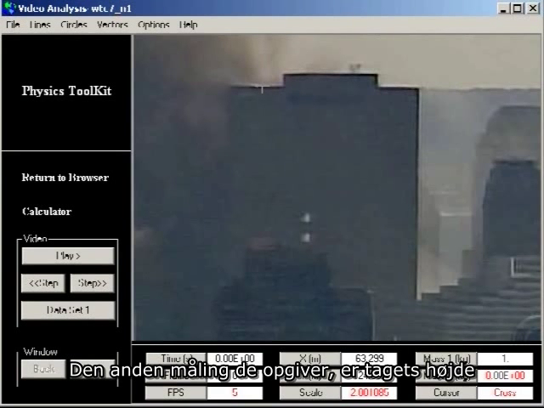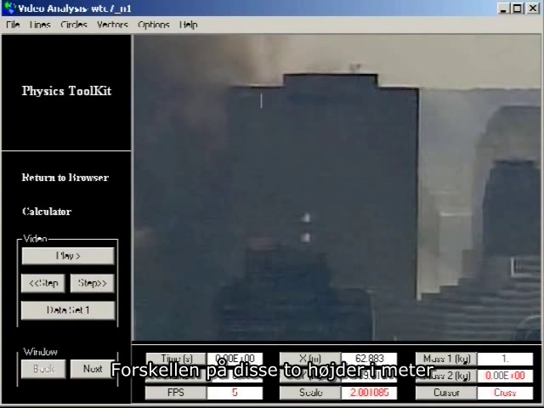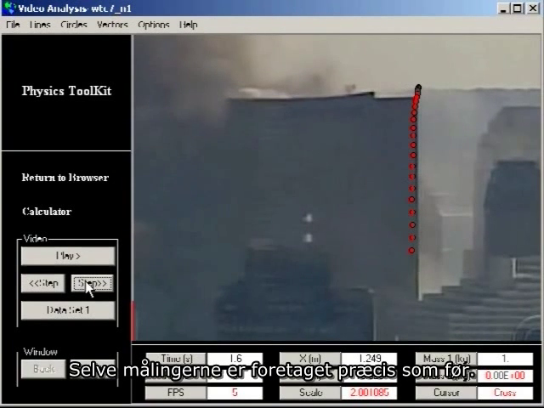The other measurement they give is the height of the roof line, which they state is 925 feet 4 inches above their baseline. The difference of these two heights converted to meters is the basis for the calibration of this video. The actual measurements were done exactly as before.